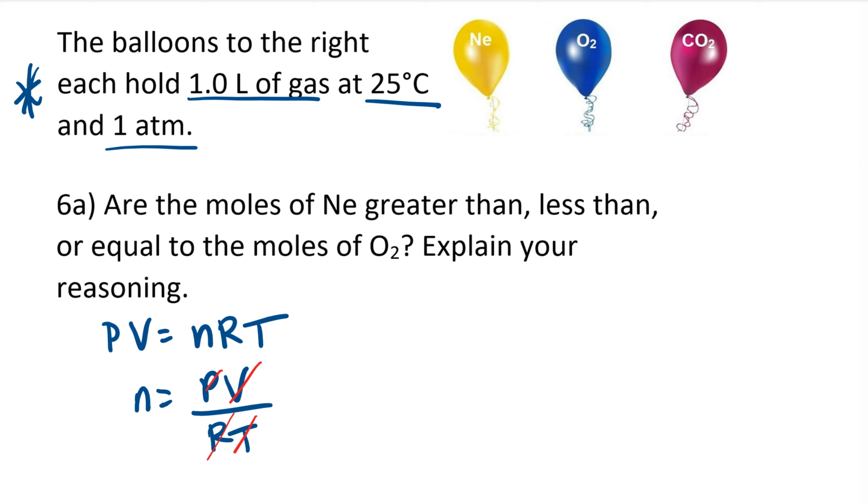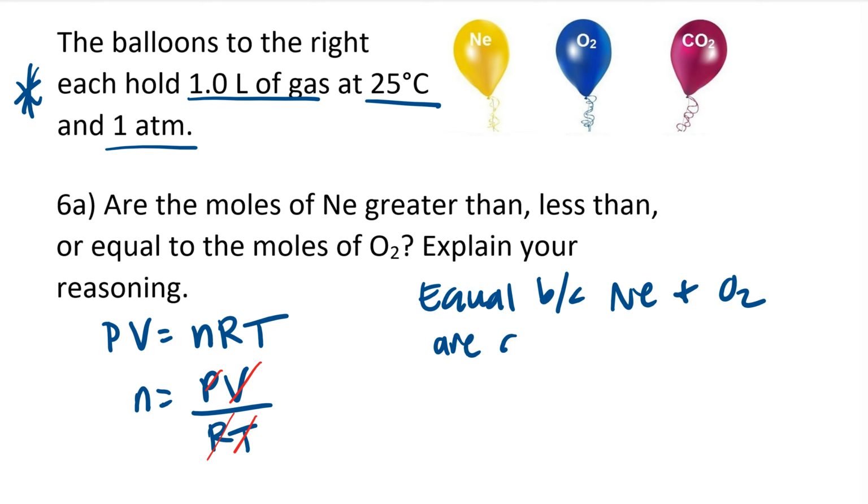These two gases are at identical conditions. Same volume, same temperature, same pressure. They have to have the same amount of moles. So the answer is they are equal to one another. And our explanation is because neon and O2 are at the same pressure, volume, and temperature. So therefore the moles are going to be the same.